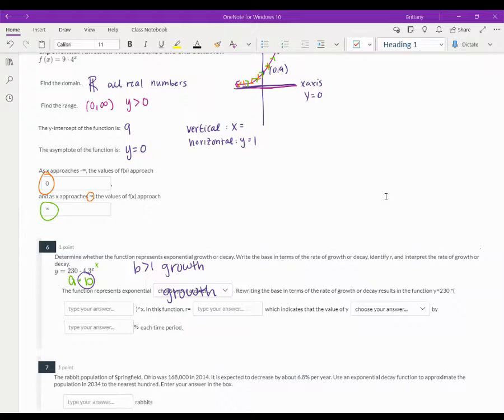Rewriting the base in terms of the rate of growth, we know that b is 1 plus r because we already identified that it's growth. So if I know that 4.3 is 1 plus r, if I want to know what the rate is, I subtract 1 on both sides, meaning that my r value is 3.3. So my function would still be my starting value times 1 plus 3.3.